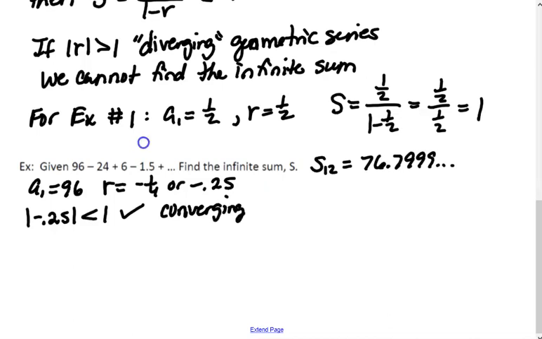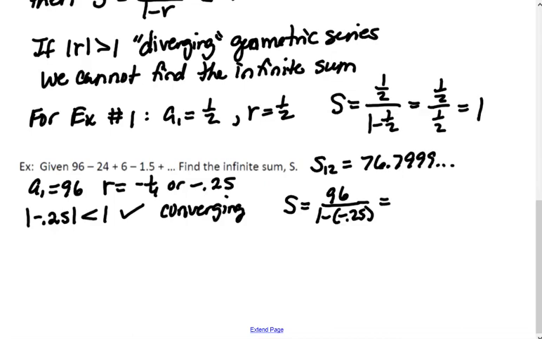So what is the sum of an infinite number of terms? We found out what the sum of 12 terms is. Well, what's the sum of an infinite number of terms? So S is equal to A sub 1, 96, over 1 minus negative 0.25.